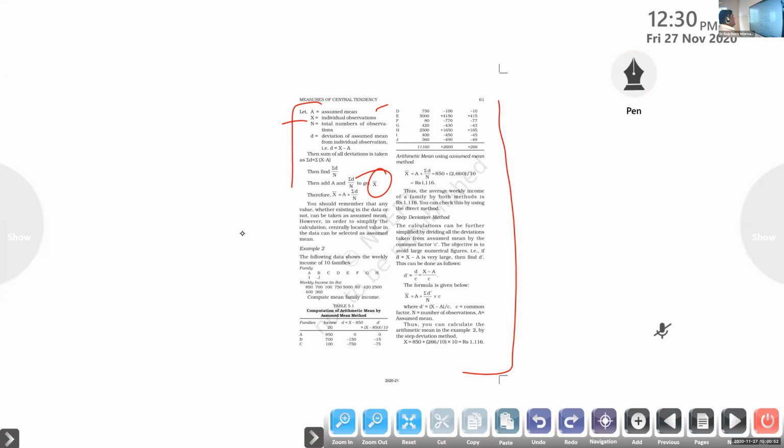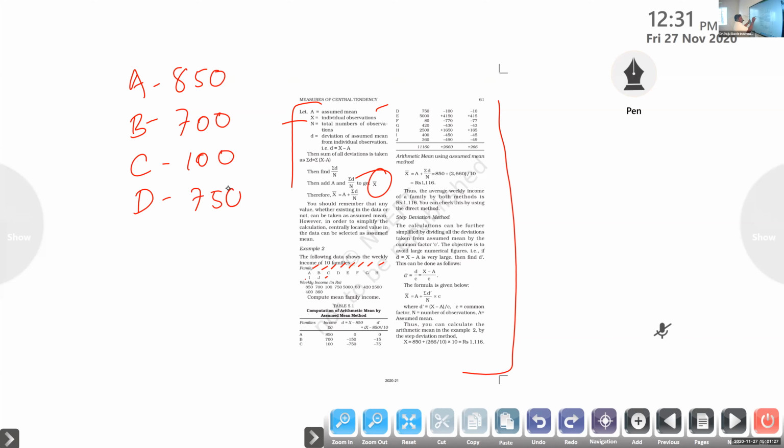Here the following data show the weekly income of 10 families. What are the families here? Family A, B, C, D, E, F, G, H, I, and J. Ten families are there. So their weekly income: income of A is 850. Income of B is 700. C, 100 rupees. D, 750. Next one, E, 5,000.